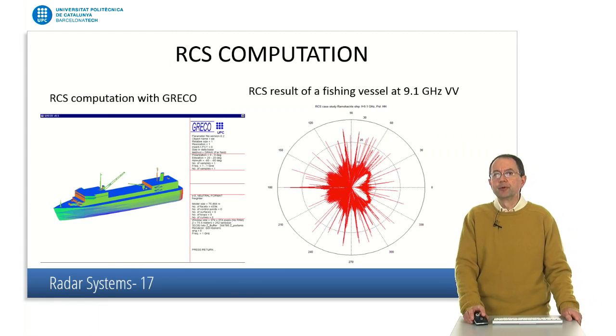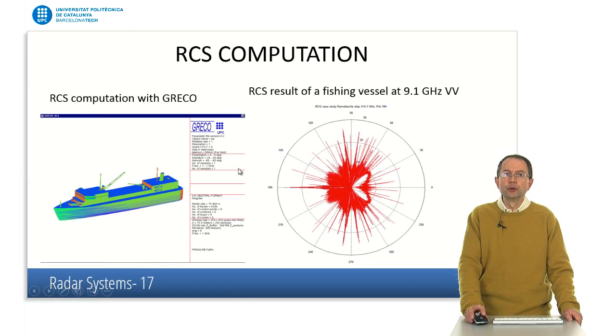An alternative is to introduce a 3D model of the target into a computer and run algorithms in order to provide a radar cross-section estimation or calculation. This is one of the works that has been done in our lab with the Greco processing environment, and that's the result of the Greco processing corresponding to a fishing vessel at X-band and vertical polarization.